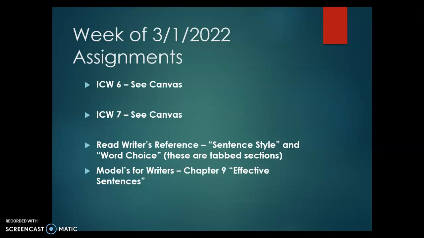There's a lot of really good examples of sentence style, how to improve the sentence style using different punctuation and coordinating conjunctions, etc. Those are two good reference points. The reading itself is chapter 9, effective sentences, and models for writers. Ignore my typo in models. So yeah, those are the readings and the in-class writing. If you have any questions, don't hesitate to let me know.